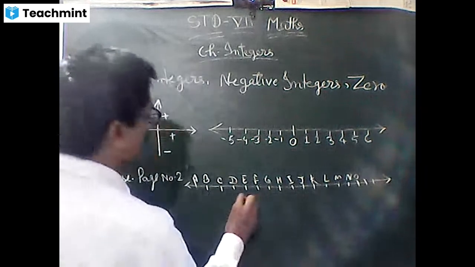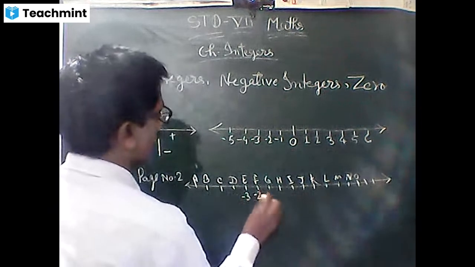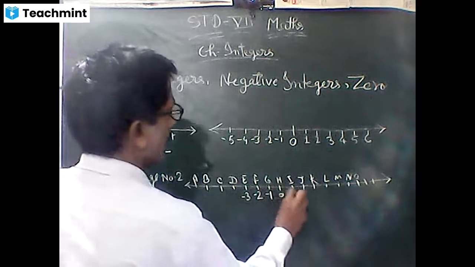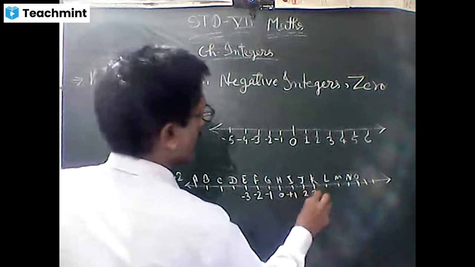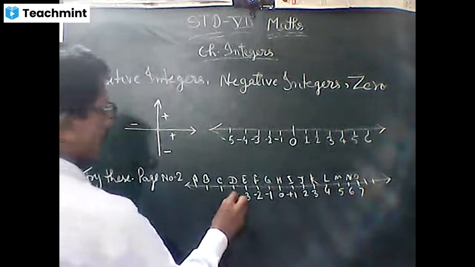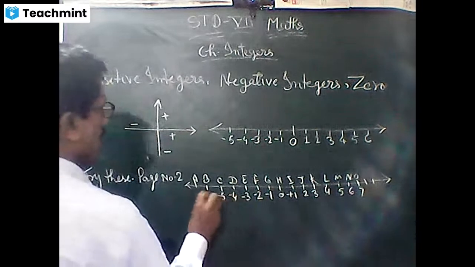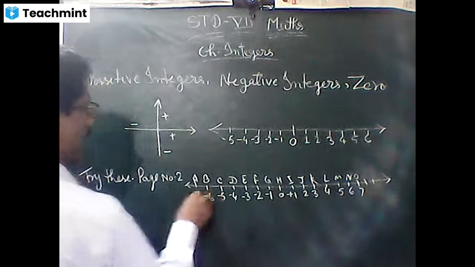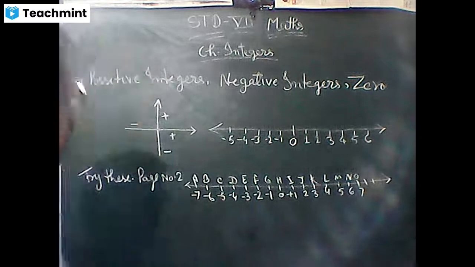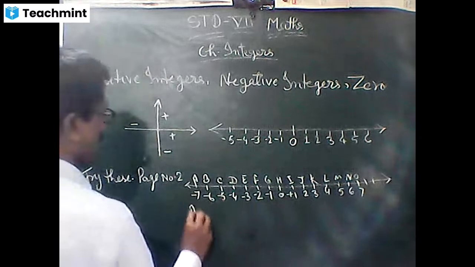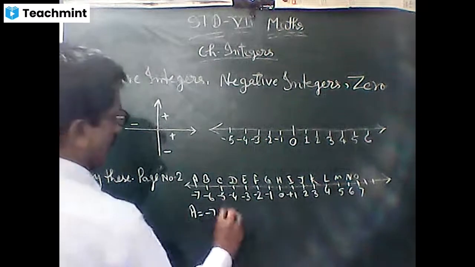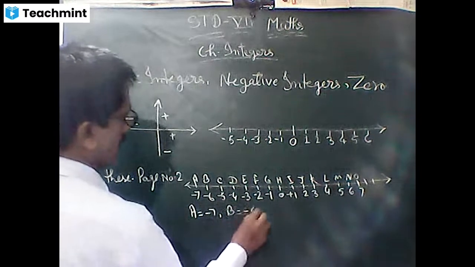E is -3, F is -2, then we have to write -1, 0, +1, 2, 3, 4, 5, 6, 7. Here -4, -5, -6, -7. We have to write in the complete way. Then we have to write their values as A equal to -7, comma B equal to -6.